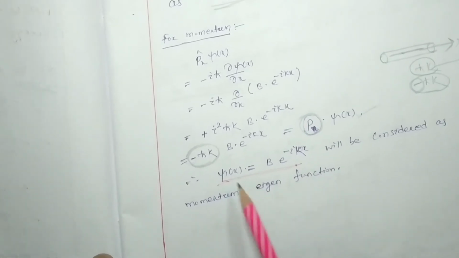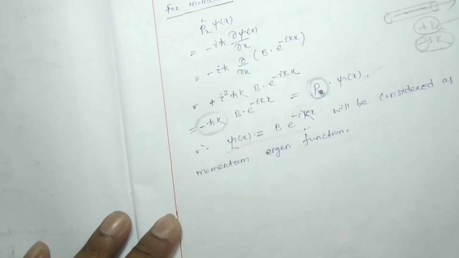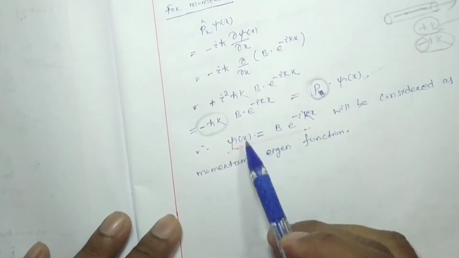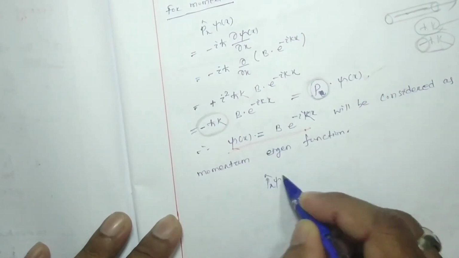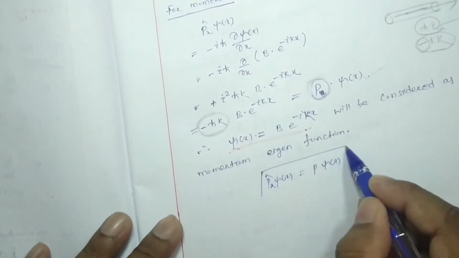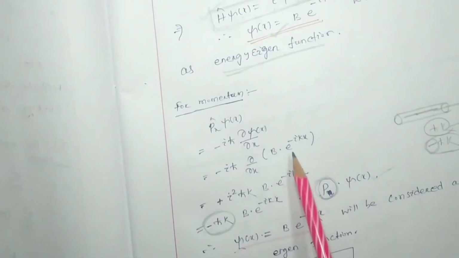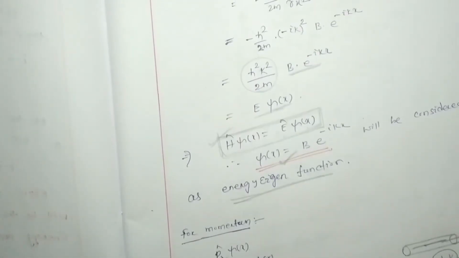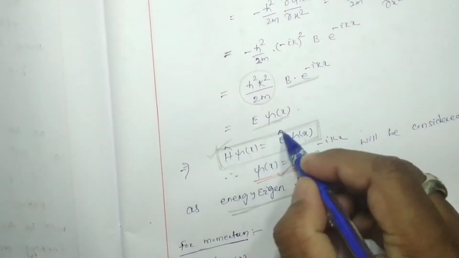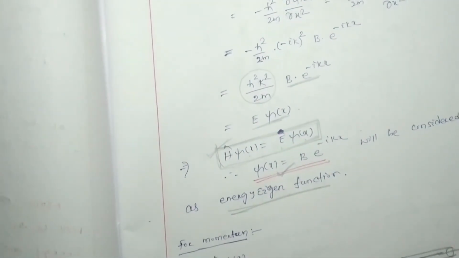Hence psi(x) equal to b e to the ikx will be considered as the momentum eigenfunction. By considering this psi(x), we can write p_x cap psi equal to p psi(x). That means the eigenvalue equation can be satisfied by considering this wave function for the momentum. Here I wrote a small mistake. This will be H cap psi equal to E psi, because this is the eigenvalue, right? So please correct it.